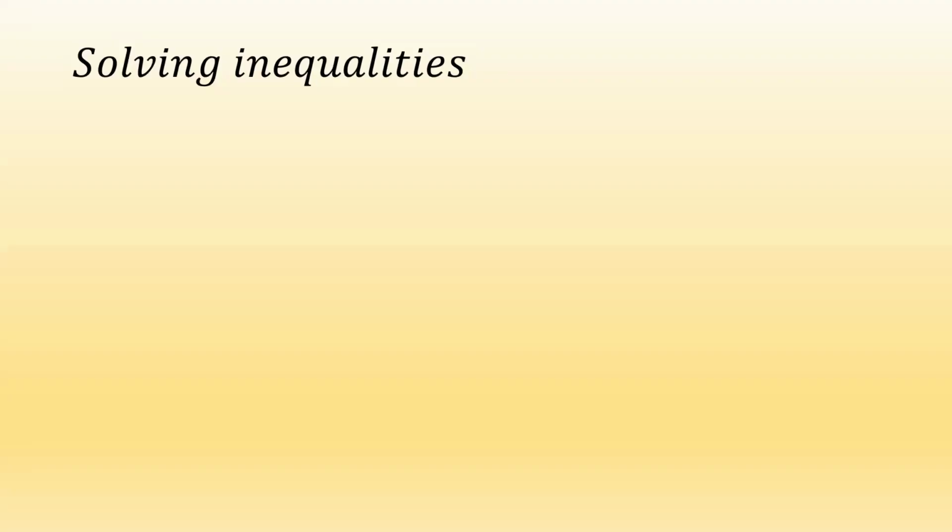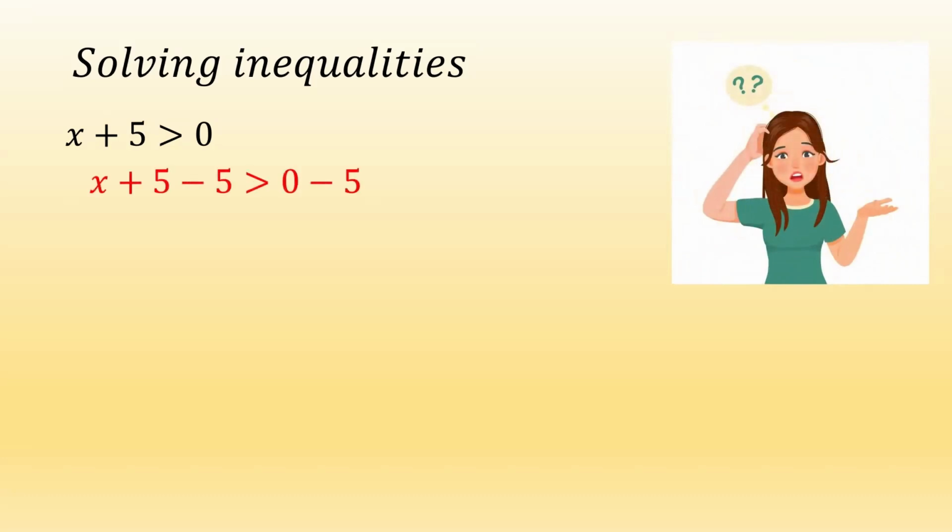So let's move into solving inequalities. As you can see, one question is x plus 5 is greater than 0. This is the same as solving equations in algebra. Here you have to cancel out the plus 5 by using arithmetic operations. We do minus 5, the inverse operation, and you have to do it on the other side as well: 0 minus 5. So you can cancel the 5 and the minus 5, and the answer will be x is greater than minus 5.